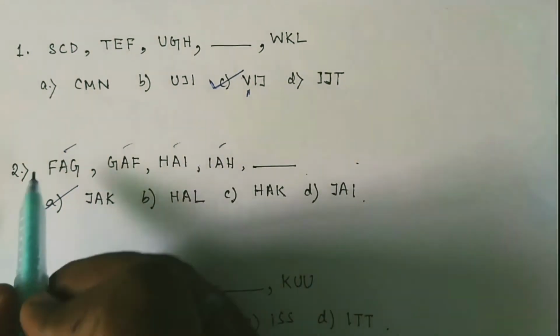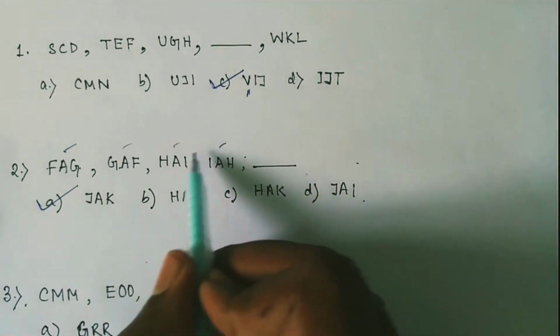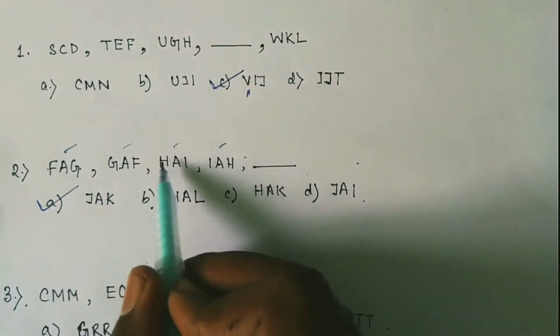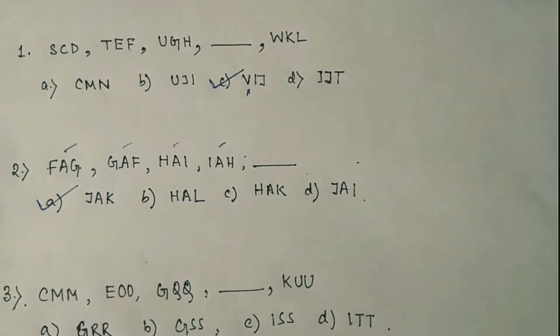Hope you guys understood. FG, GF, okay? HI, IH. So after I, what will that be? After G the alphabets are H and then I, and we are working with two consecutive alphabets. And after I, what are the alphabets? I, J, K, L, M, N. So J and K. So that is why JAK will be the answer.